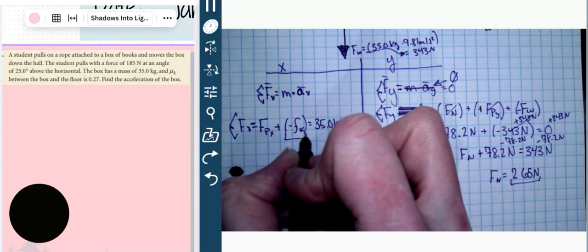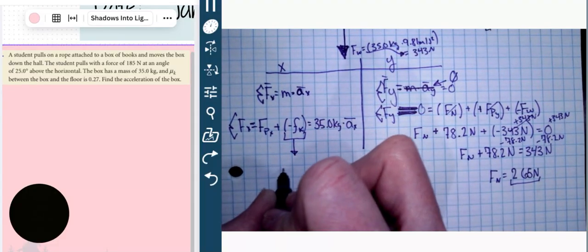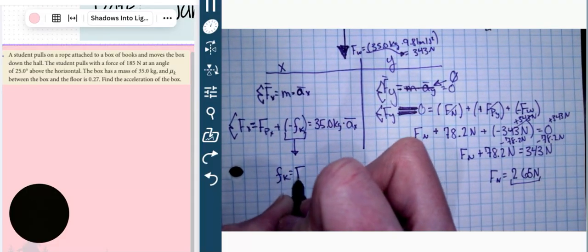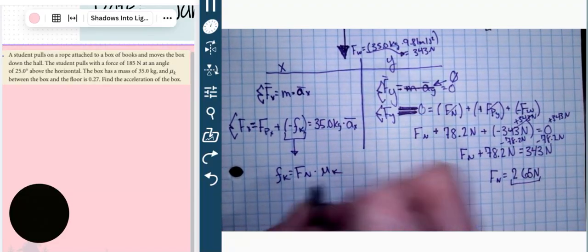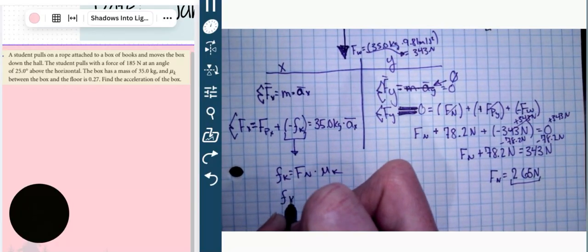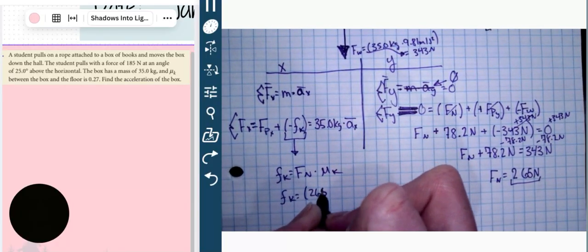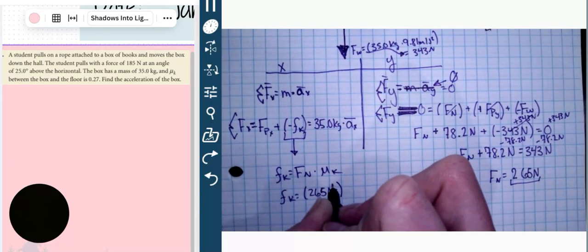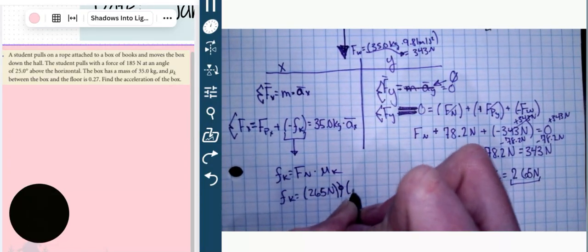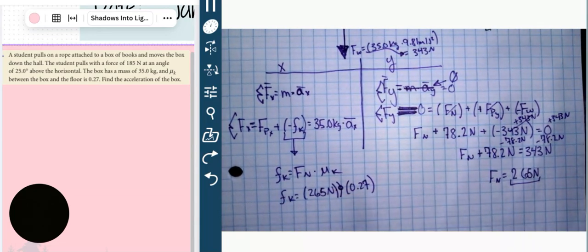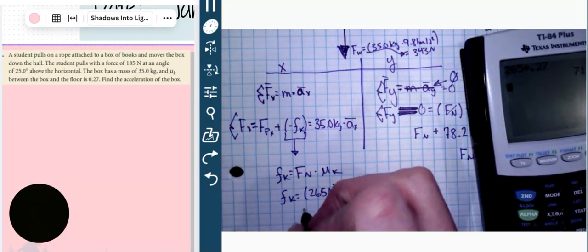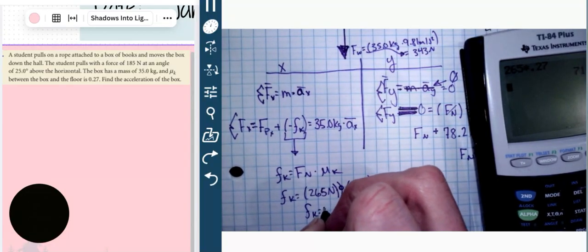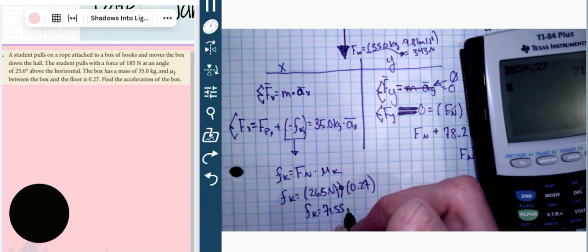Okay, my frictional force, remember I can solve that using one of the equations I had. I know that my kinetic friction is equal to my force normal times mu k. I have mu k given to me, and I just found my force normal, so my kinetic friction is equal to 265 newtons times 0.27. Again, mu k is one of the very few values that we have this entire year that doesn't have a unit, and it's because it's a ratio. So my frictional force is 71.55 newtons.